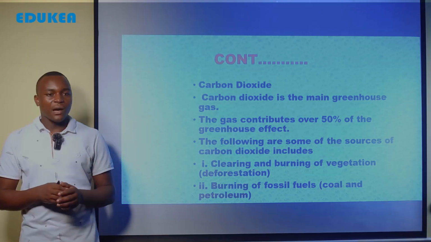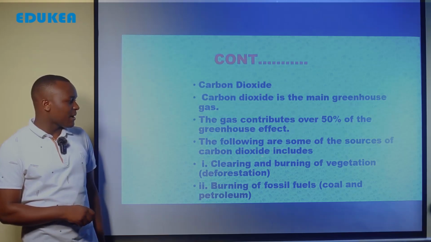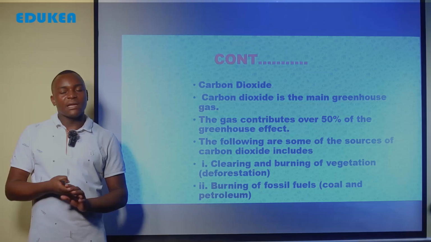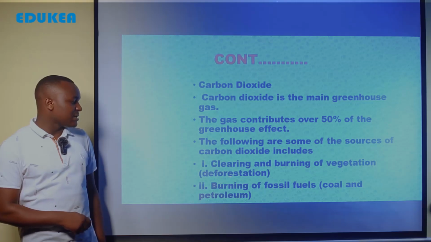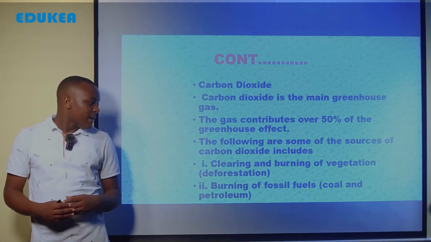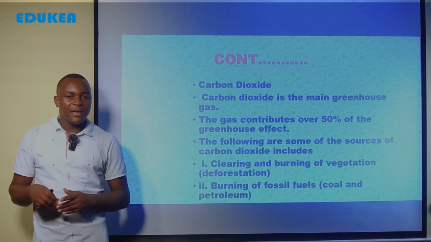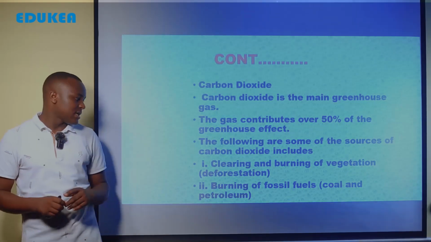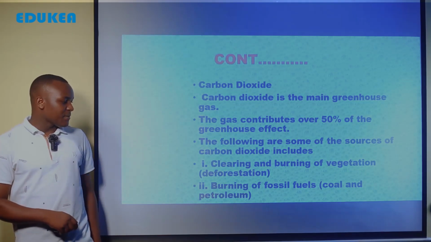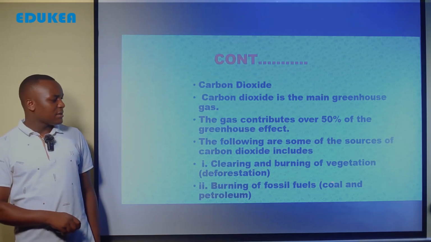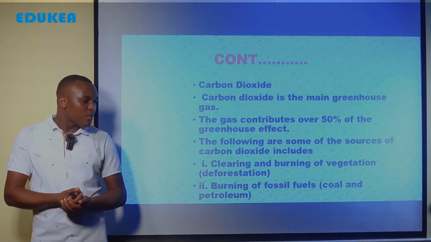Earth's surface. The following are some of the sources of carbon dioxide. Sasa ni zipi sources za carbon dioxide? Kama ina effect kubwa, ni zipi sources zake? Ya kwanza tunasema clearing and burning of vegetation, au tunaweza tukasema deforestation. Kwamba kule clearing, unachoma vegetation, mimea, unasababisha release of the carbon dioxide. This is among the sources. But also burning fossil fuels like coal and petroleum. Kwamba unapokuwa unachoma coal au natural gas pamoja na petroleum, unakuwa unaproduce carbon dioxide kwa kiwango kikubwa. Those are two sources of carbon dioxide.